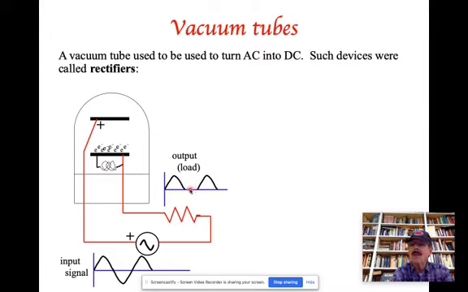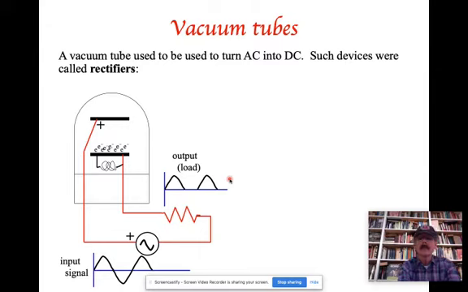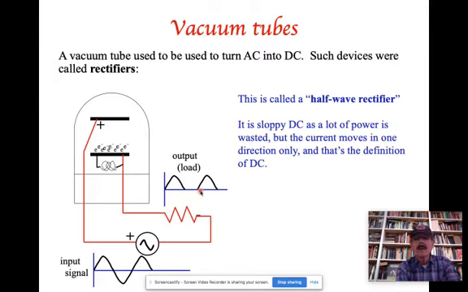But it turns out that there are ways with these vacuum tubes that you can get around that. You can make it so that you don't lose half, and you can make it so that you flatten it out. So there are ways to do this. These devices are called rectifiers. And in fact, because you're only getting half of your wave, this particular one is called a half-wave rectifier. The devices that get rid of the lost power are called full-wave rectifiers. In any case, that's what they're called. Again, sloppy, but this can be taken care of. We'll talk about that later.